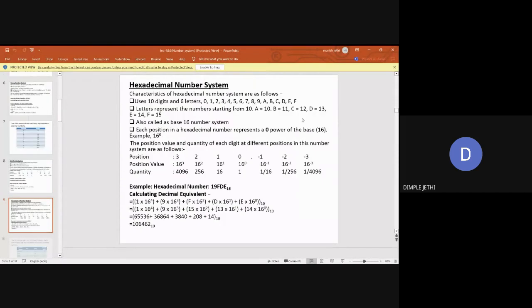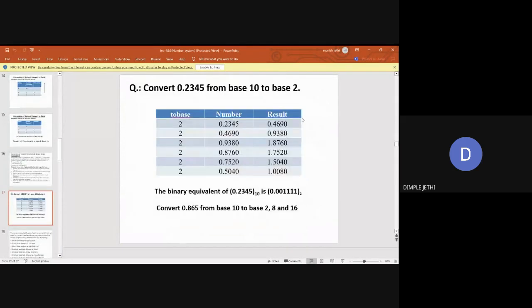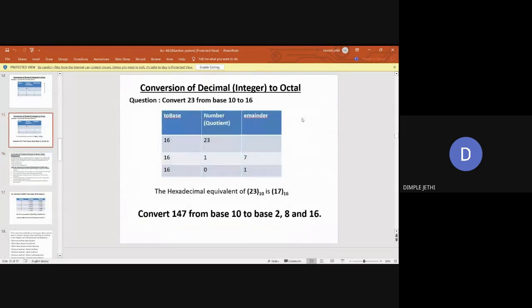Anyway, if you both are clear with the numericals that we did yesterday, then I can take up the next topic. Yesterday we did how to convert from binary to decimal, octal, and hexa, and then how to convert from decimal to binary, octal, and hexa. Is it clear? This we did yesterday, right?